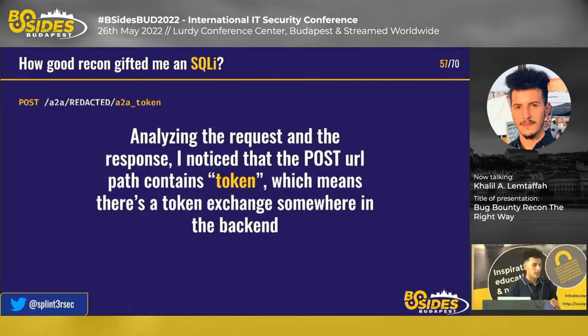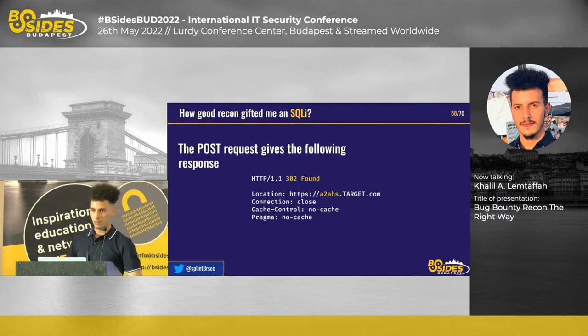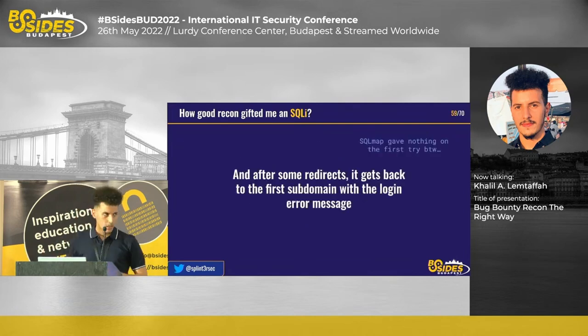And while analyzing the request on Burp Suite, I noticed that there's the word token in the path, A2A_token. So there is a token exchange in the logic of the application. So I had to understand what's going on. So the POST request gives the following response, which was a 302 found to another subdomain which is called a2ahs.target.com. SQLMap gave nothing on the first try, so I had to continue my digging.